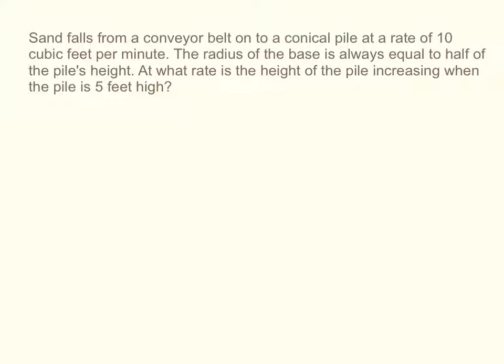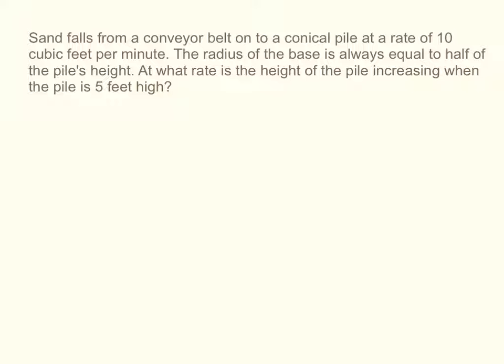Sand falls from a conveyor belt onto a conical pile at a rate of 10 cubic feet per minute. The radius of the base is always equal to half of the pile's height. At what rate is the height of the pile increasing when the pile is 5 feet high?